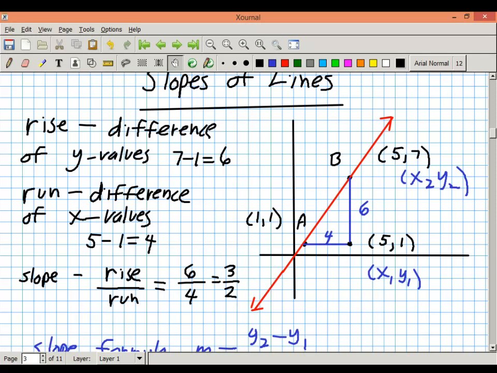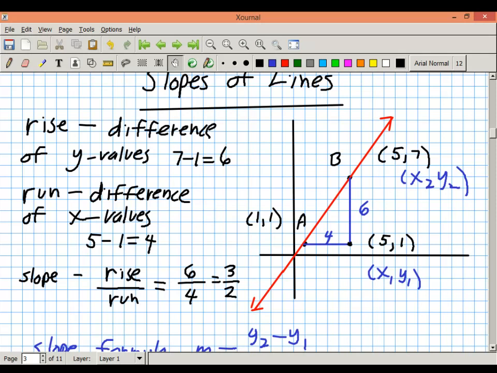Well, you can calculate that by taking the difference of the y coordinates of those 2 points A and B. So we see that point A is at 1, 1 and point B is at 5, 7. If we simply subtract the y coordinates from A to B, that'll be 7 minus 1, which is 6. So your rise as you go from A to B is 6.